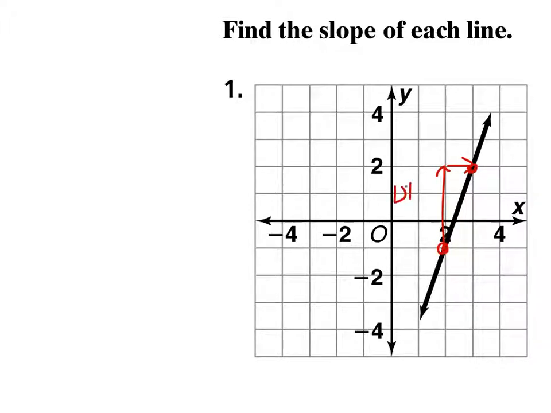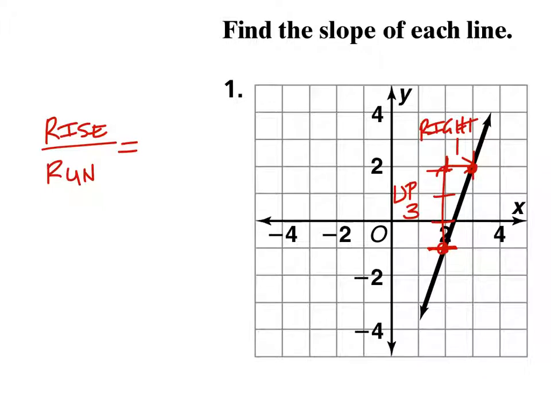This one shows that it goes up, starting here at the point. It goes up 0, 1, 2, 3. And from there it goes to the right. Starting here, that would be 1. So the slope, which is rise over run, the rise was up 3, and the run was to the right 1. This would simplify to 3. This would be the slope.